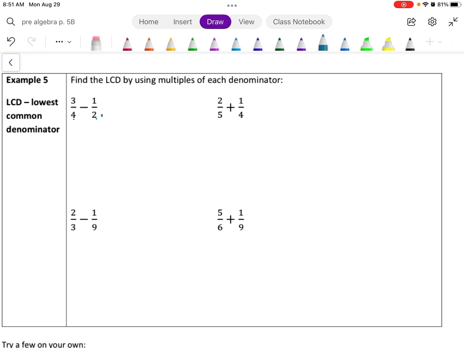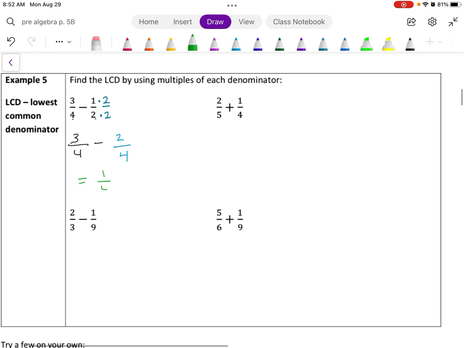So we could multiply 2 times 2, and anything we do to our denominator, we need to do to the numerator. So we have 3/4, and then 1/2. 1 times 2 is 2. 2 times 2 is 4. So what we did was we used our lowest common denominator to take 1/2 and change it. So 3/4 and 2/4 have the same denominator, and now that they have the same denominator, we can combine them. 3/4 minus 2/4 is 1/4.